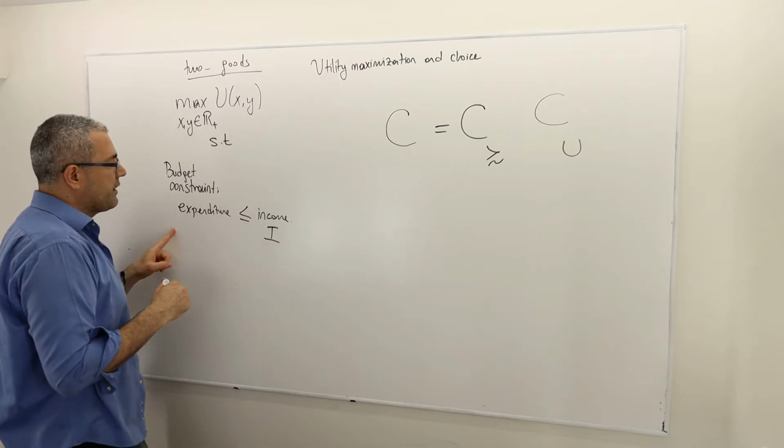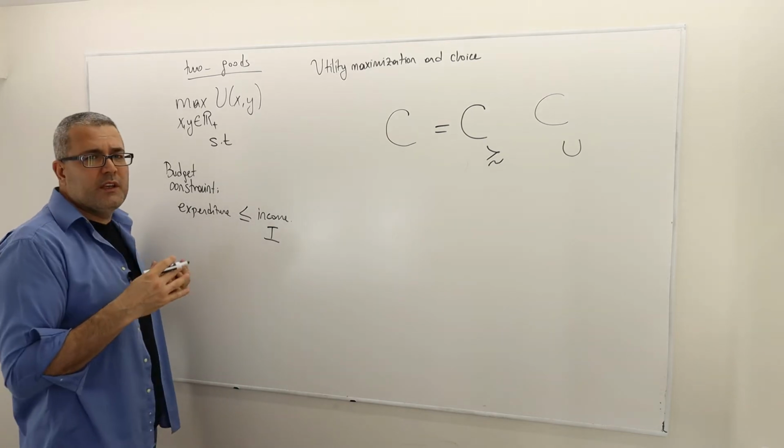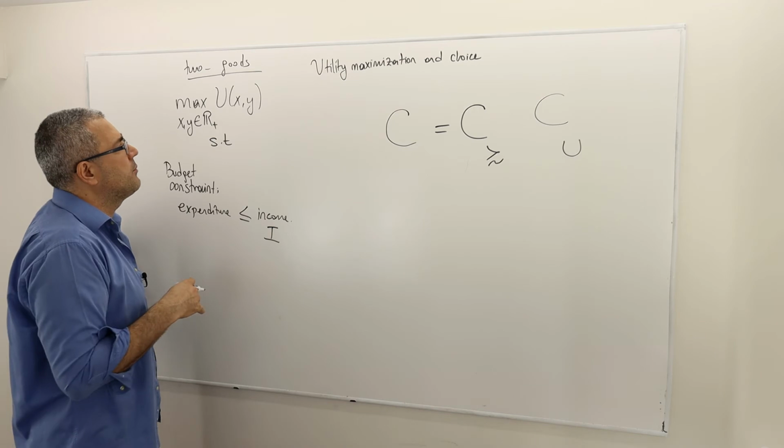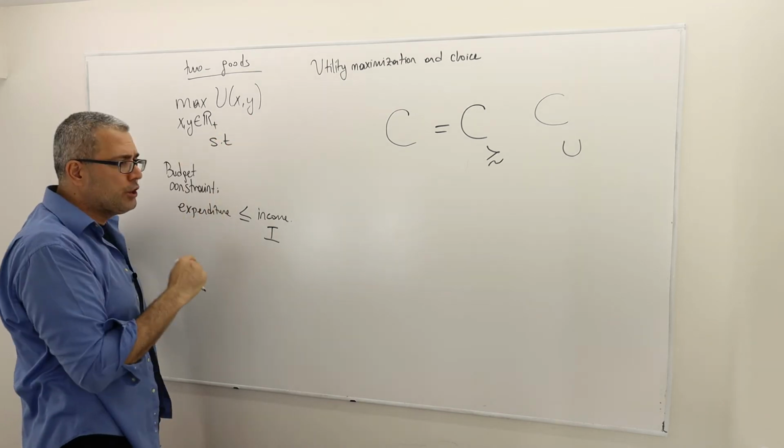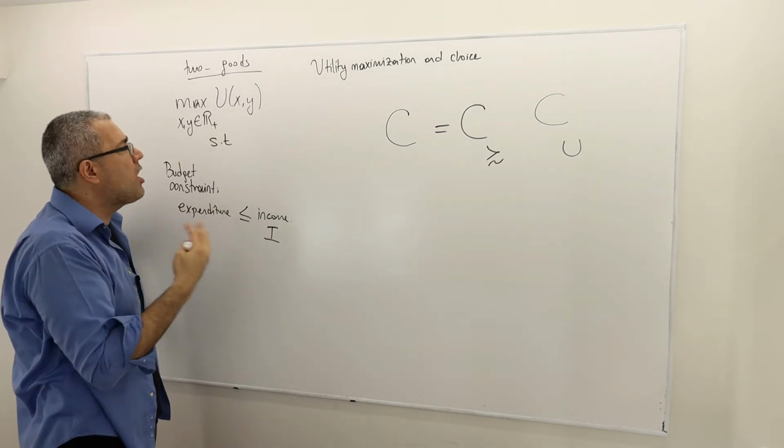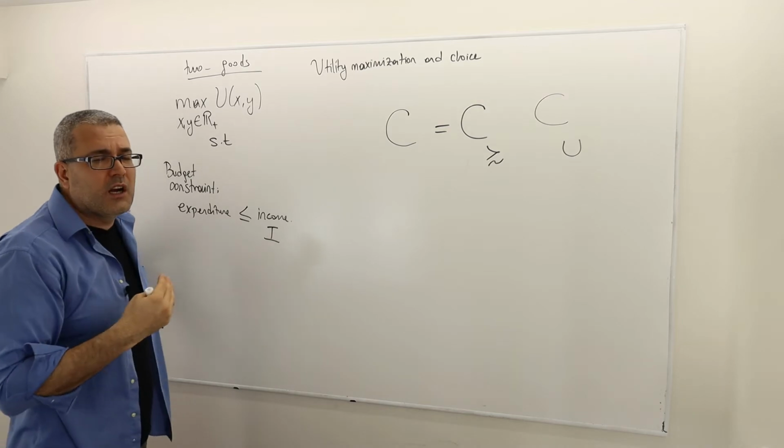And well, what about your expenditure? So our framework is, well, we keep the framework as simple as possible. There are two goods in this economy, in this problem, and these goods are not free.